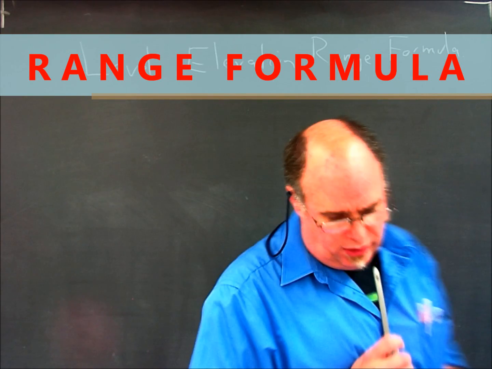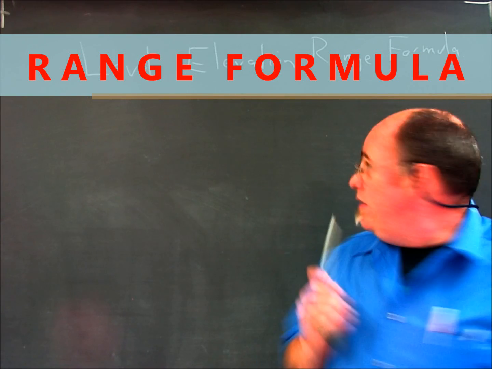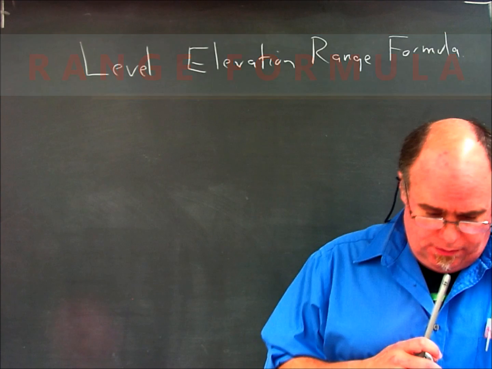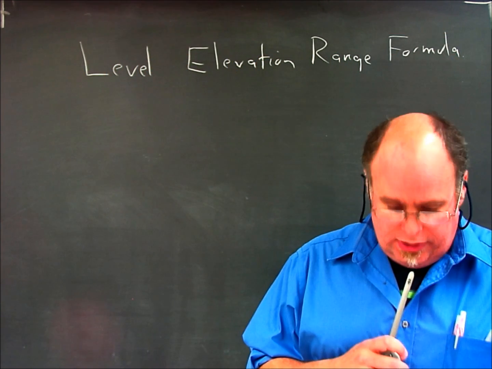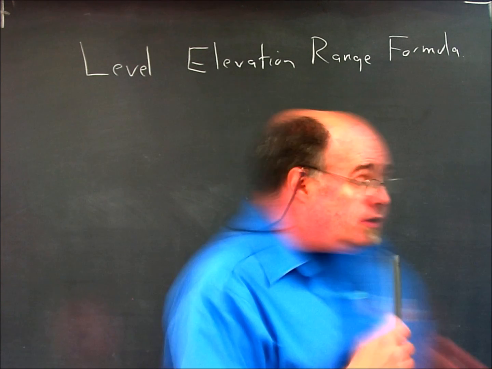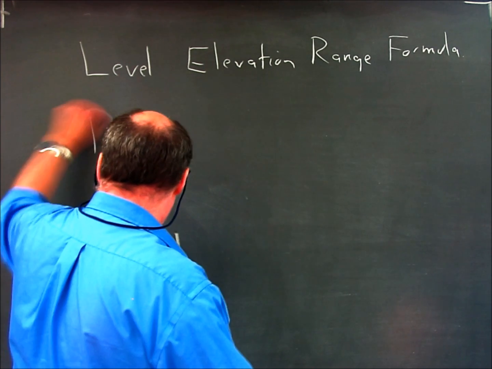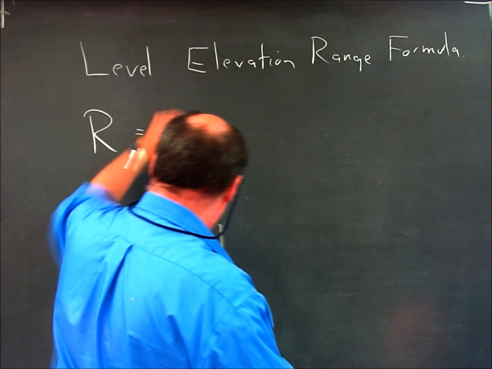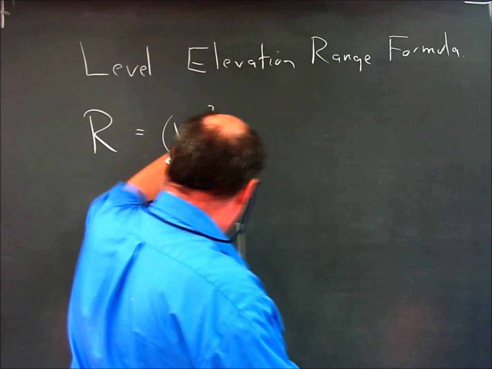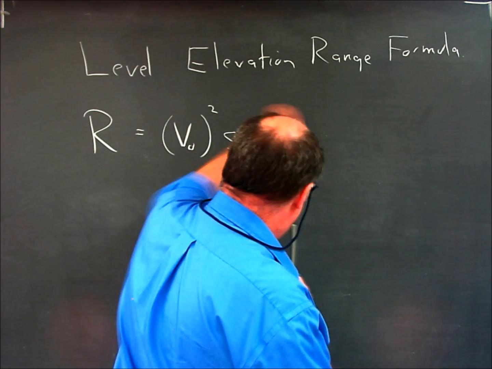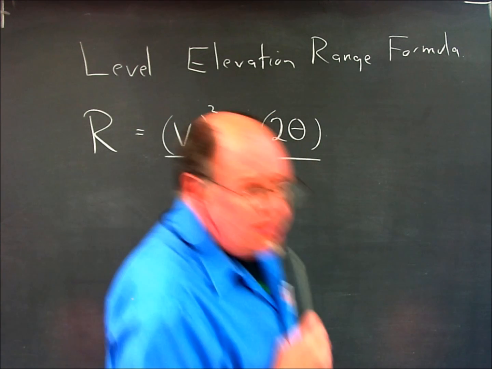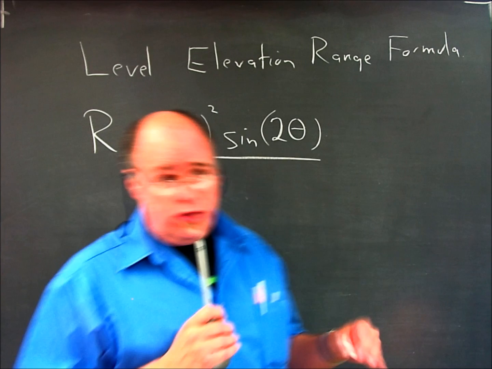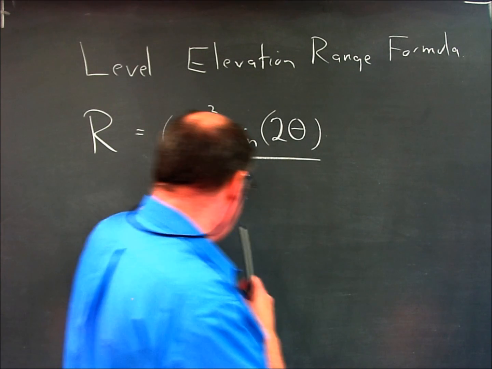Okay, so it's called the level elevation range formula. The book calls it the level horizontal range, and this is the way it is written in the book. It says this: R for range equals V initial, which we're going to square, times the sine of 2 times the angle, divided by, and in this case they have G. Now G really hasn't been explained yet, but I'll just put it here as G.